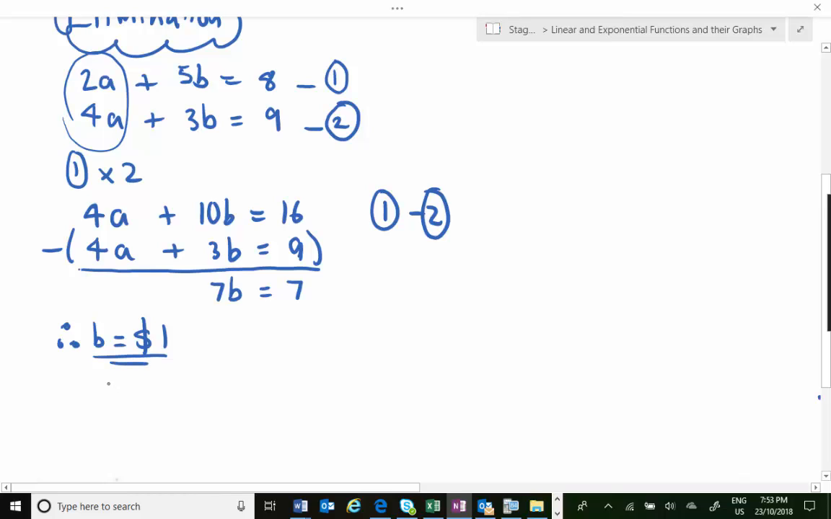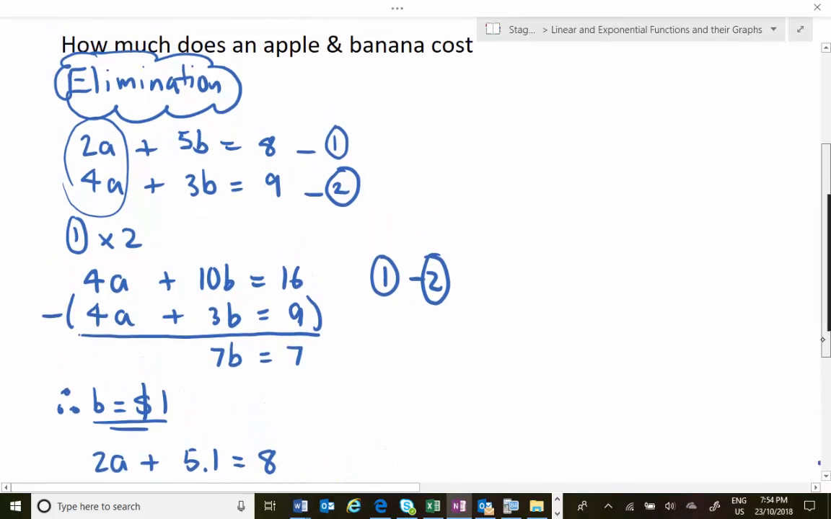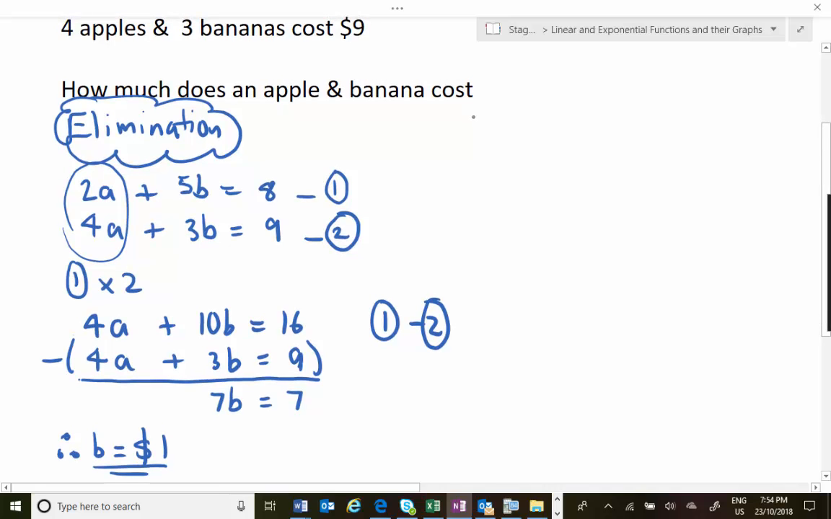Now what I do know is 2a plus 5 times 1 is equal to 8. So 2a, now 8 take 5 is 3, and therefore a is equal to 3 on 2, which is equal to $1.50. So I've worked that out. That's the elimination method for working out how much an apple or a banana costs.